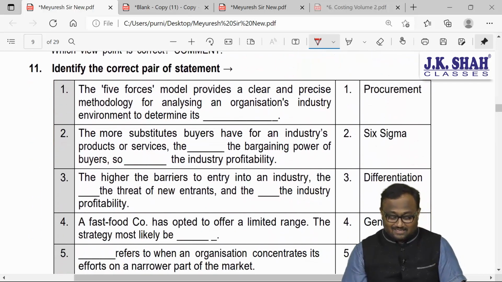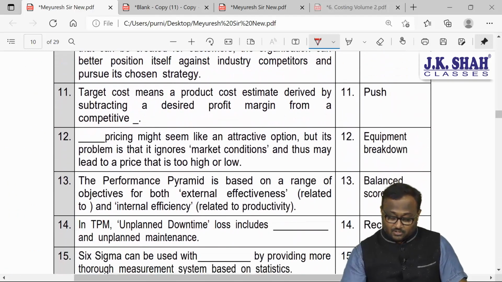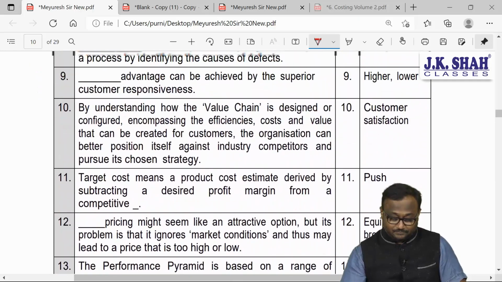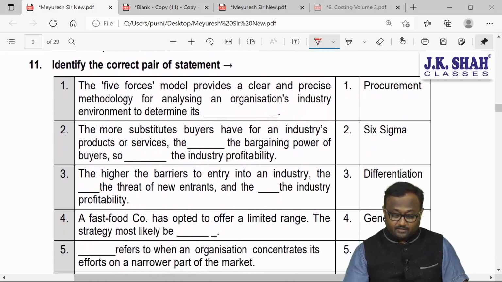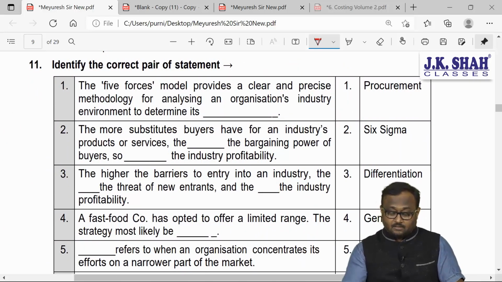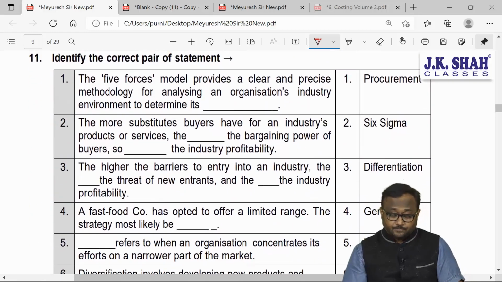Next one. Now, this is something important. Question number 11 is like some match the column kind of a concept. So kindly focus here. We'll discuss each and every point and answer. Question number 10 was quite simple. Let's go for question number 11 now, guys. Identify the correct pair of statements.